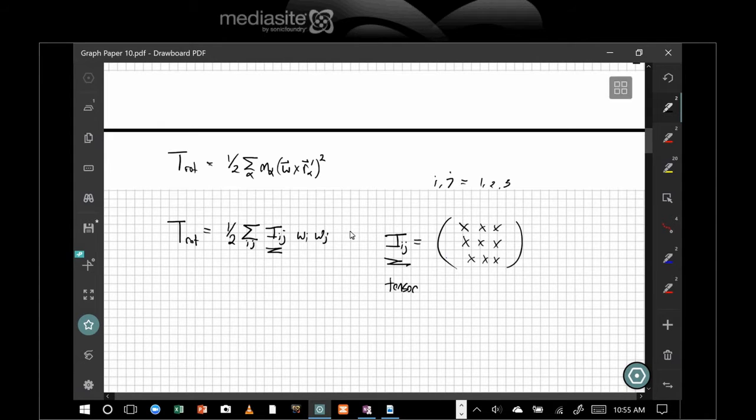Now, what are these, omega i, omega j? Well, omega goes from omega 1, omega 2, omega 3. Those are the components. So if omega is a vector, an angular velocity, it has 3 components in 3-space.